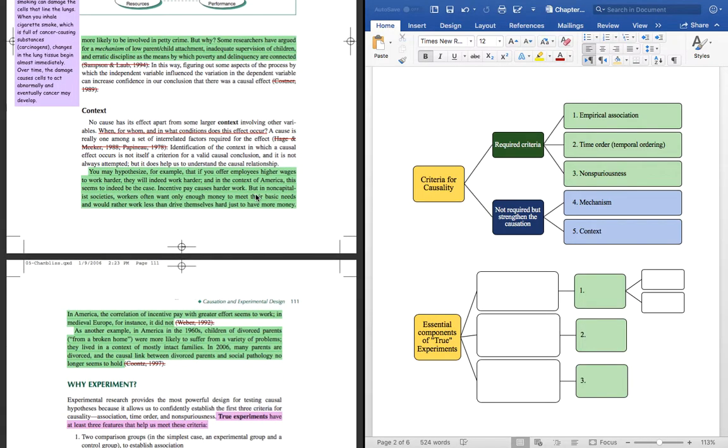And then context talks about whether the relationship that we found, or the correlation or association that we found between our independent and dependent variable, is specific to when, for whom, and in what conditions that association holds true.